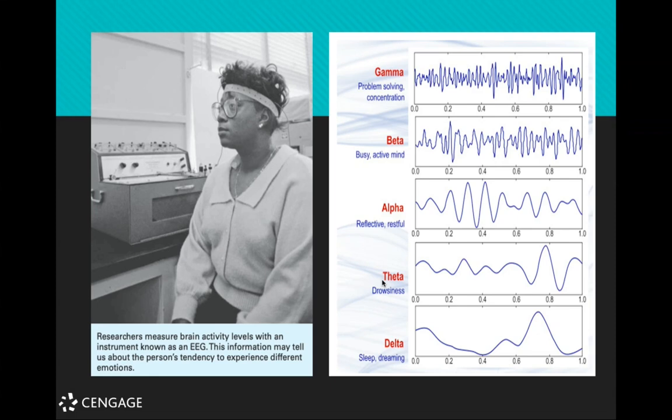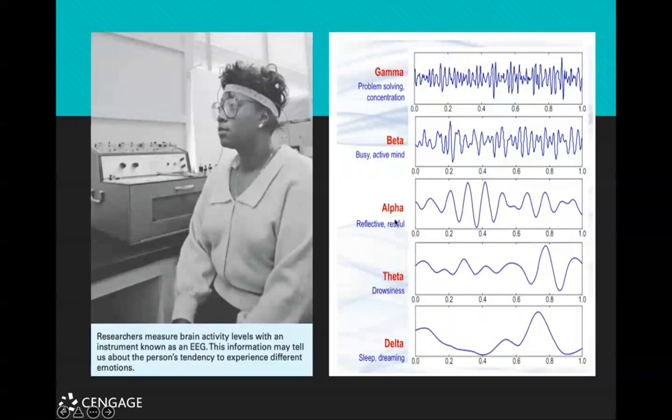So this is an example: researchers measuring brain activity levels with an instrument known as EEG. The information may tell us about the person's tendencies to experience different emotions. You see here on the right side, the different electrical activities depicted in visual graphical forms. You will see that they can be divided into five different wave patterns, based on different electrical activities that go on in the brain.